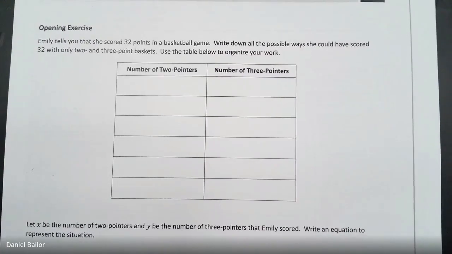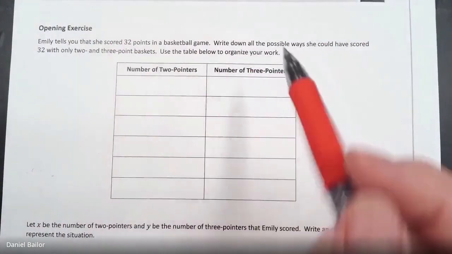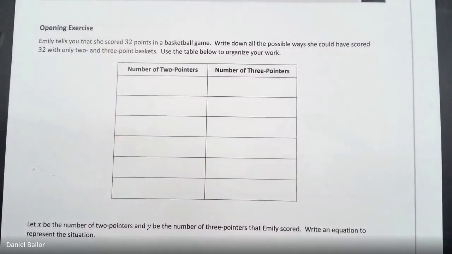And we're going to talk about Emily. Emily tells you that she scored 32 points in a basketball game. Write down all the possible ways she could have scored 32 with only 2 and 3 point baskets, which means no free throws, no 1 point baskets. Use the table below to organize your work.